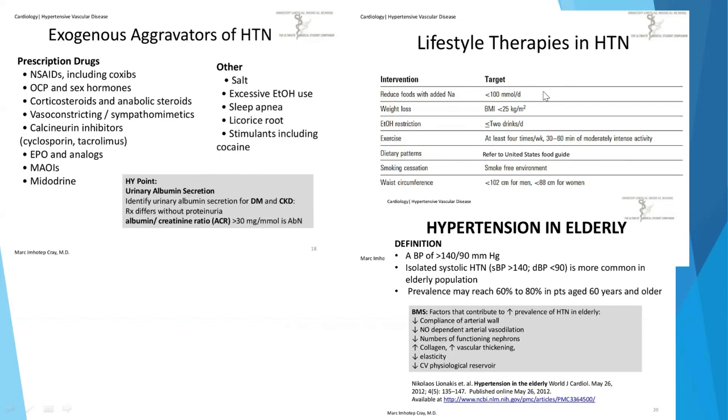So there are some lifestyle therapies in hypertension, which include reduced food with added sodium, where we need to consume sodium less than 100 millimole per day. Weight loss and exercise, dietary patterns, smoking cessation, waist circumference. So there is something called the DASH diet. Now, the diet is called the dietary approach to stop hypertension.